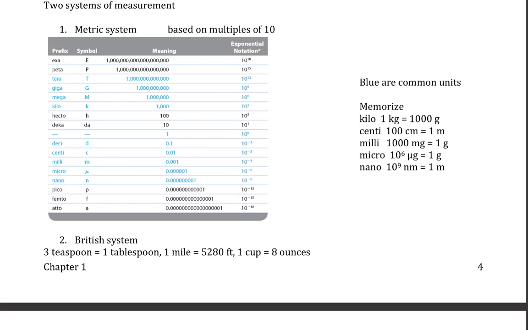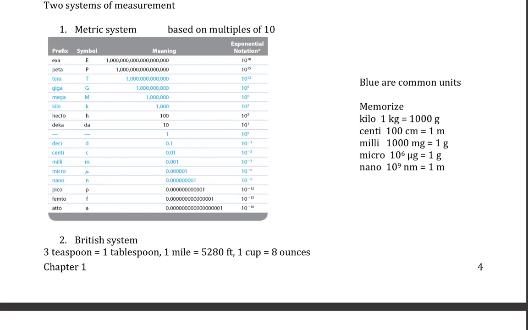Below that, several more orders of magnitude, we have micro. Some orders of magnitude below that, we have nano. 10 to the 9th nanometers is 1 meter. 10 to the 6th micrograms is 1 gram. The ones that are most common are shown in this table in blue, and I want you to commit to memory: kilo, centi, milli, micro, and nano.